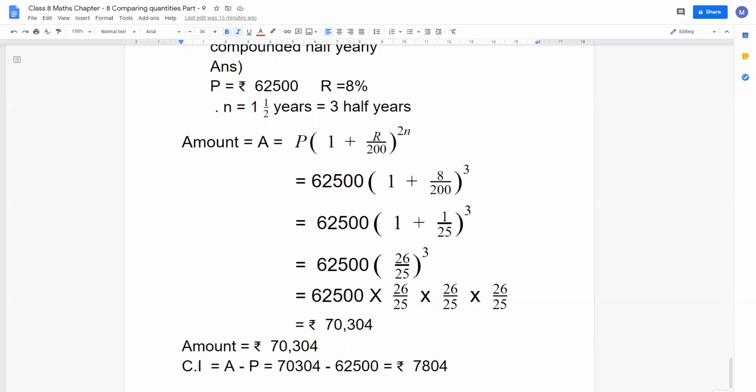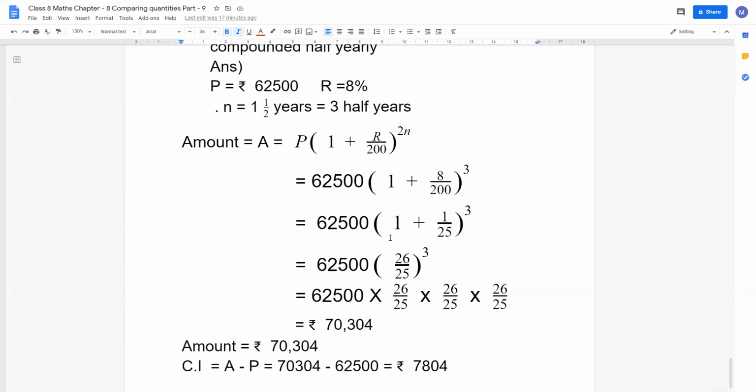So principal is 62,500 multiplied by 1 plus R, which is 8 upon 200, the whole cube. Why 2n? 2n means the number of half years. What is the number of half years? 3 half years. So directly, or you can find it as 1.5 year if you convert into improper fraction, 1 2s are 2, 2 plus 1, 3 upon 2. So 2n means 2 into 3 upon 2. So 2 can be cut, then again 3 will be left. Or directly we can write here 1.5 years equal to 3 half years. So directly we can substitute 3.